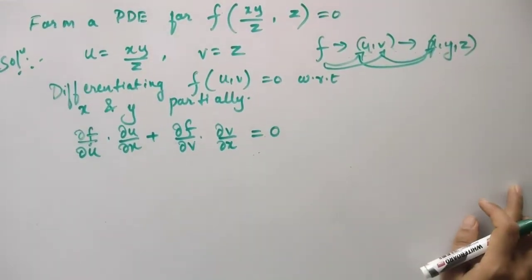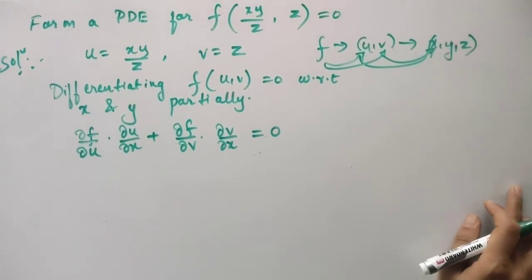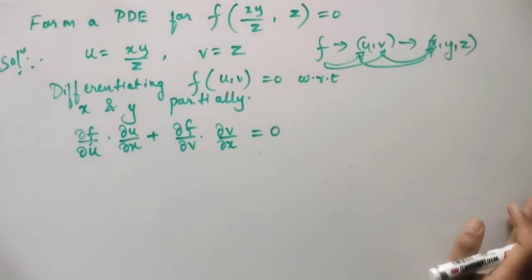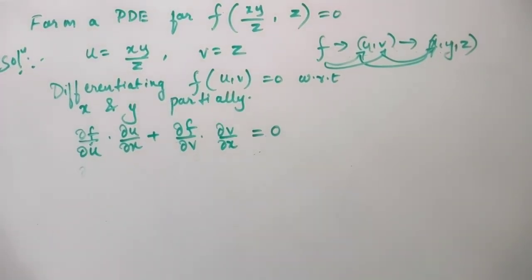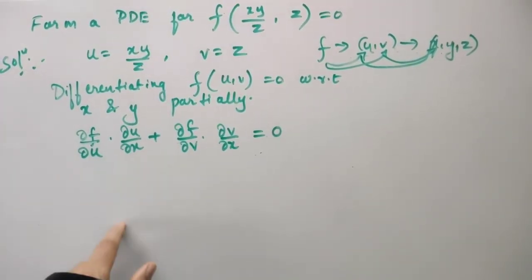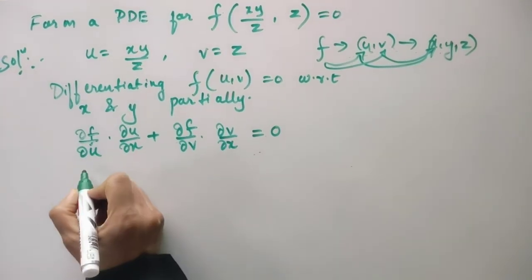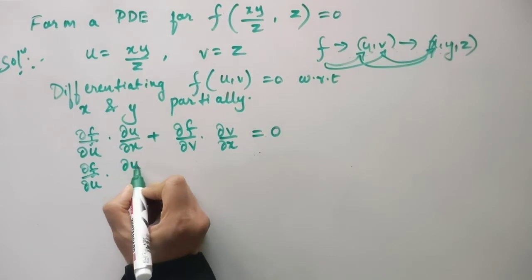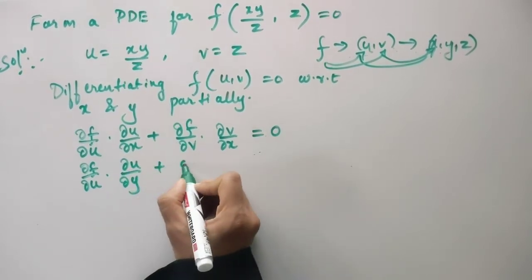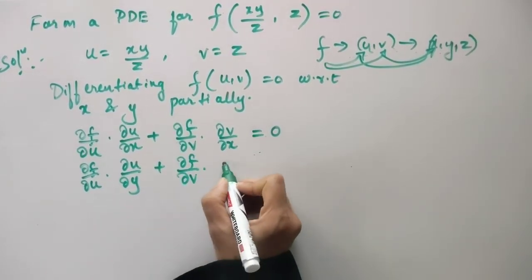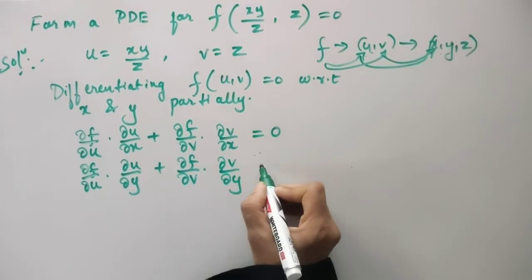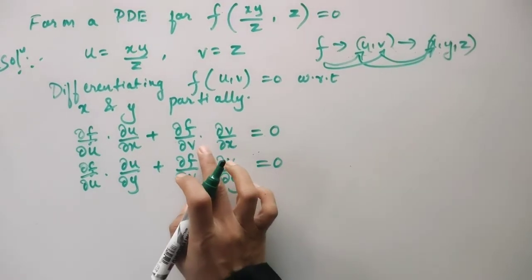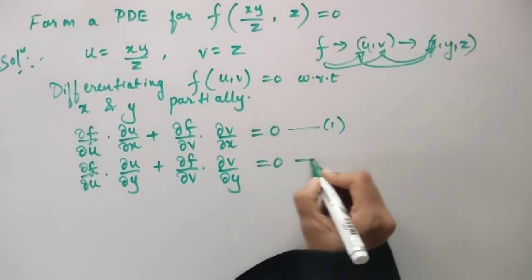Now let's continue the same process for the differentiation of f with respect to y partially. Same as before, once you write this equation, it will be easy for you to continue it for y also. So it will be dou f by dou u into dou u by dou y this time plus dou f by dou v into dou v by dou y is equal to 0. Call this equation 1, call this equation 2.